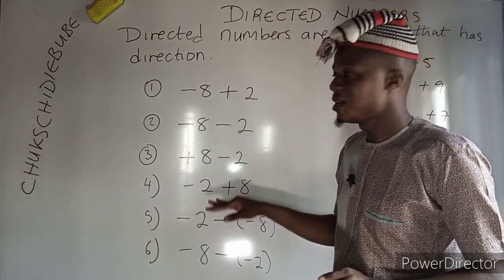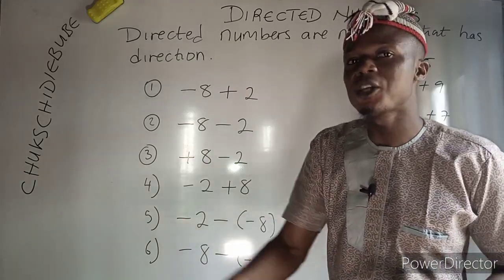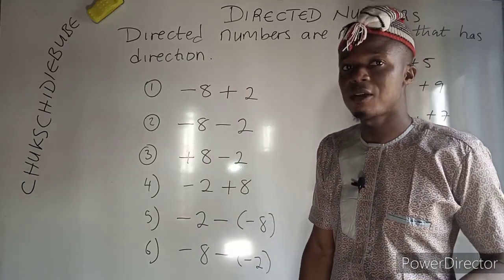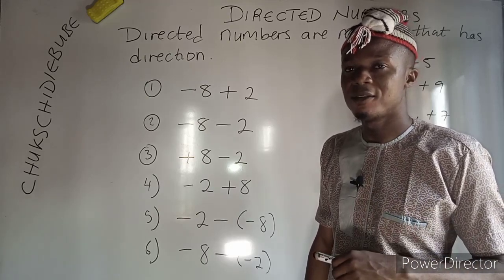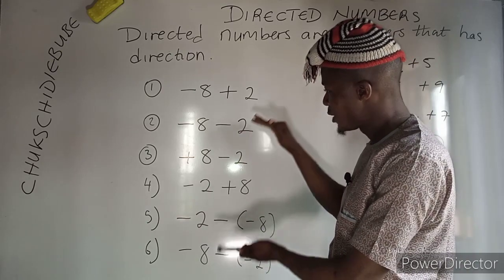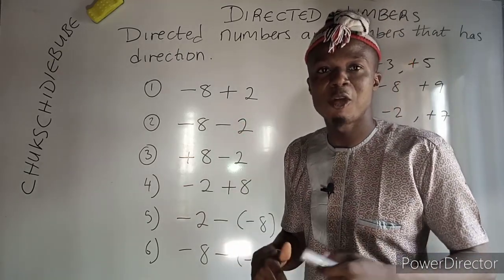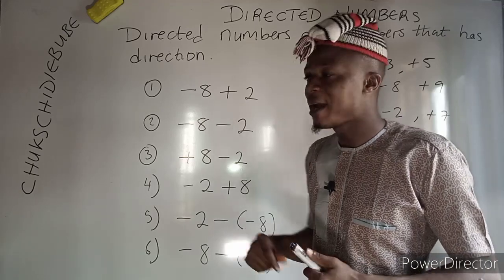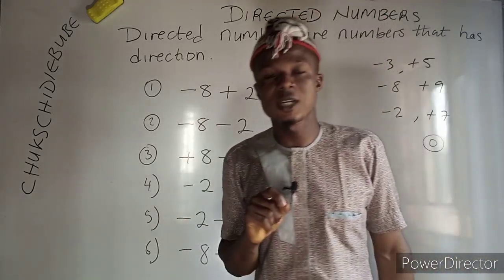Remember, these directed numbers can also be called signed numbers. They can be called signed numbers because they have a sign, either positive or negative. So let us add all these simple numbers here so that you say bye bye to the confusion in addition and subtraction of directed numbers. All right, now before I move straight into this addition, I want you to understand one thing here.